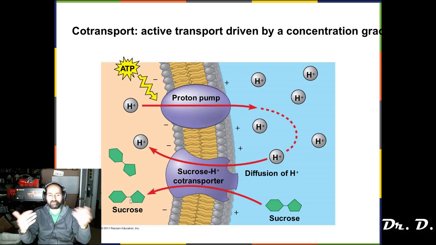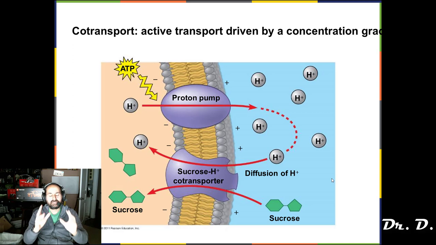That's active transport. What's powering that active transport? Now, you might think ATP is. Well, actually, is it really? ATP is just pumping a bunch of protons out. How is that bringing sucrose in? Well, here's the answer. If you want to pause for a second and think about it before I give you the answer, this is your chance. Okay? But here's the answer.